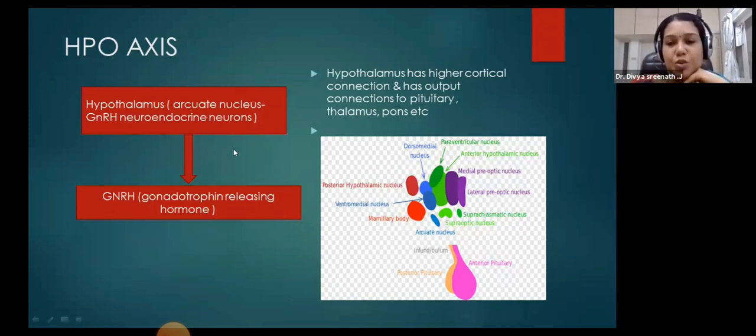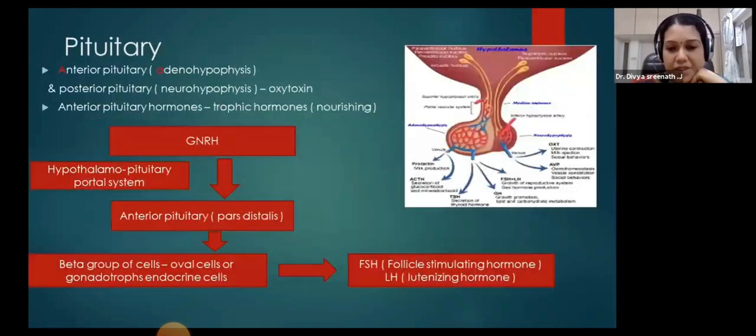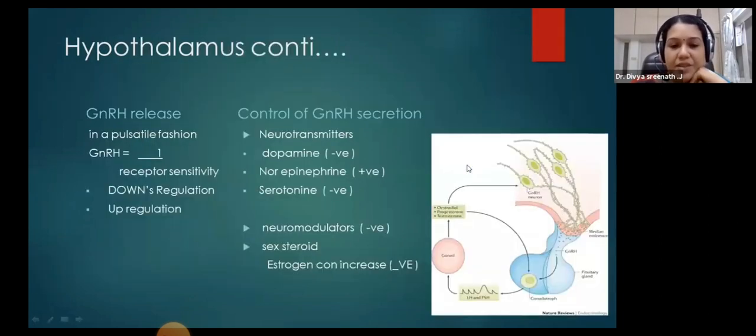In the hypothalamus, there are so many groups of neurons, and these groups of neurons are known as nuclei. So we can see this is the arcuate group of nuclei. In the arcuate nucleus, this gonadotrophin releasing hormone is secreted into the portal system. You can see the hypothalamo-pituitary portal system.